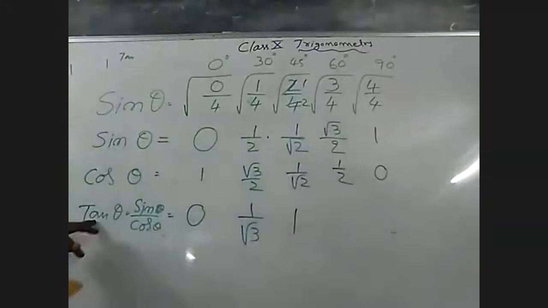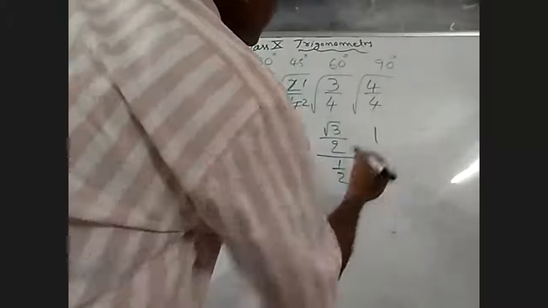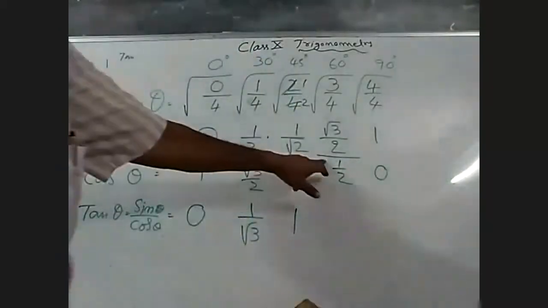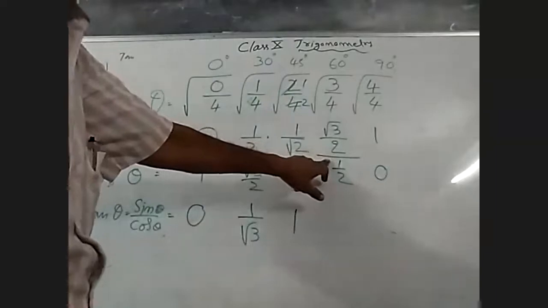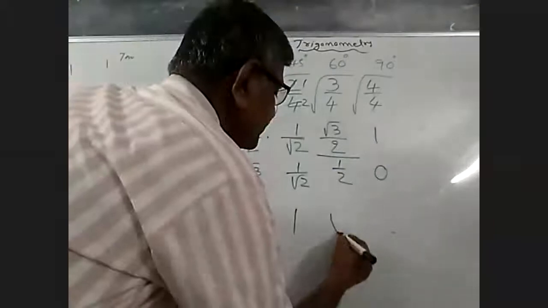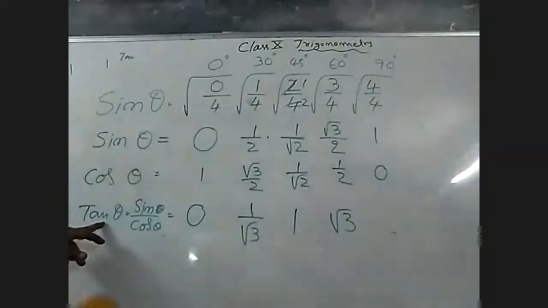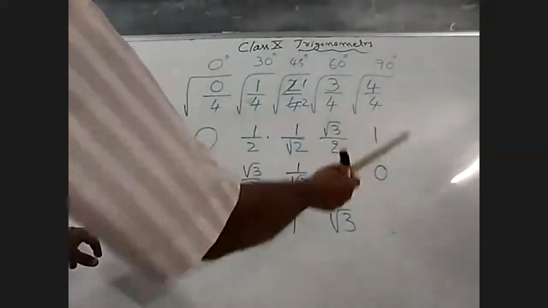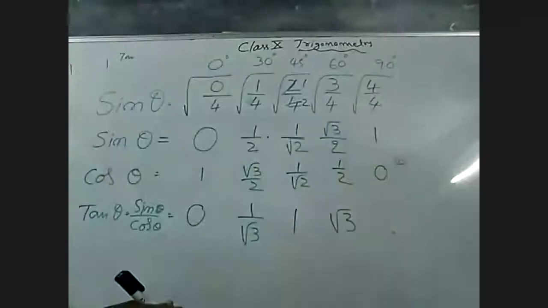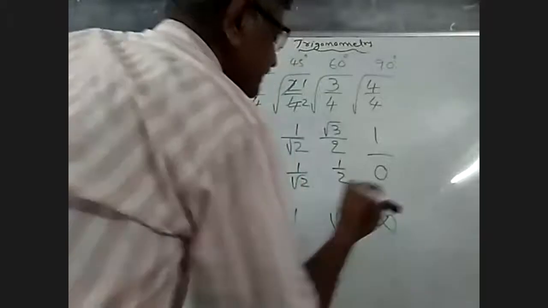Next, tan 60. Tan 60 means sin 60 by cos 60. Again, remember the same thing. You assume that here a by is there. Then 2 gets cancelled. Root 3 by 1 gives root 3. Okay. Next, last one. Tan 90. It is nothing but sin 90 by cos 90. Sin 90 is 1, cos 90 is 0, so 1 by 0, not defined, infinity.